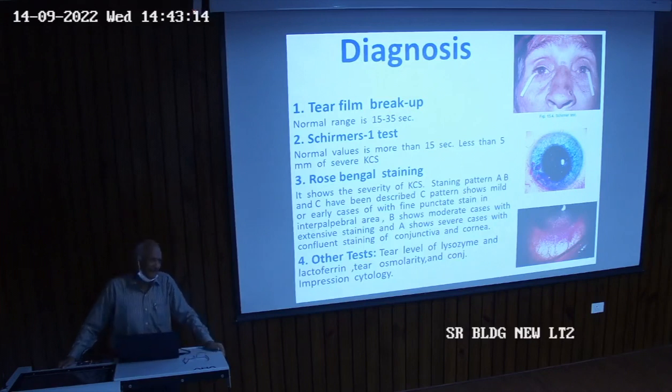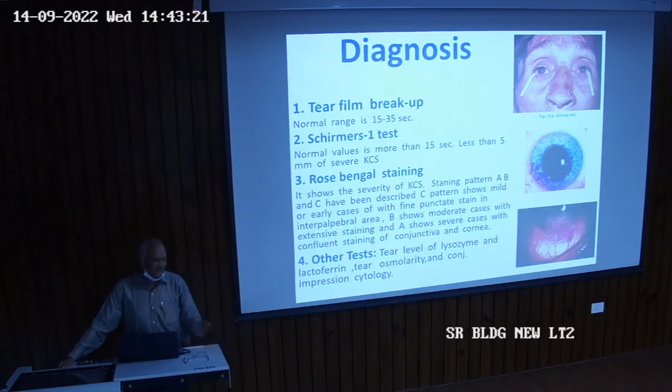If any layer is deficient, with no lubrication, the time will be lower. Immediately the spot will appear. The normal is 15 to 35 seconds; less than 10 or 5 is dry eye. Then the Schirmer test: we use blotting paper, and the wetting is measured after five minutes. If it is less than 5, it confirms keratoconjunctivitis sicca.